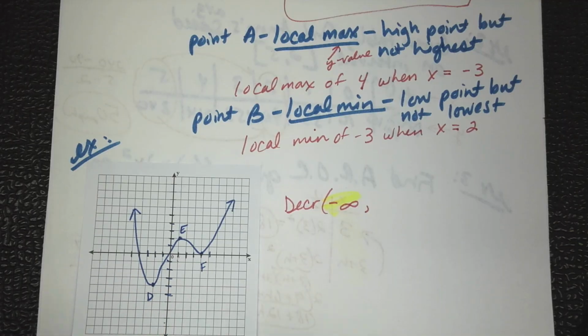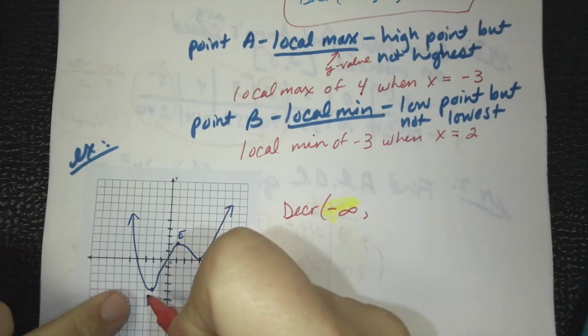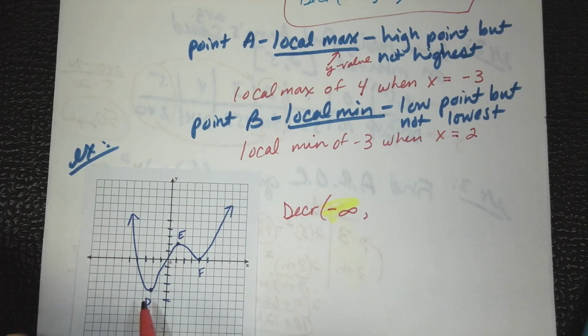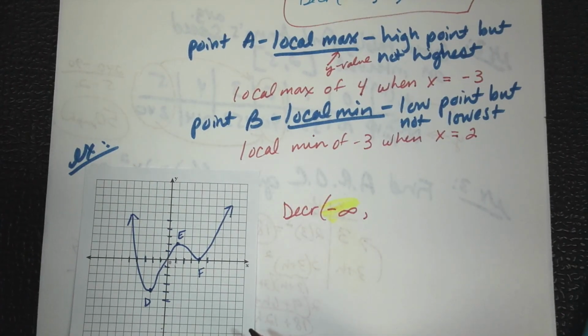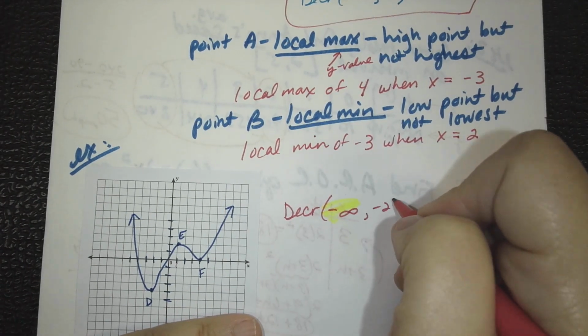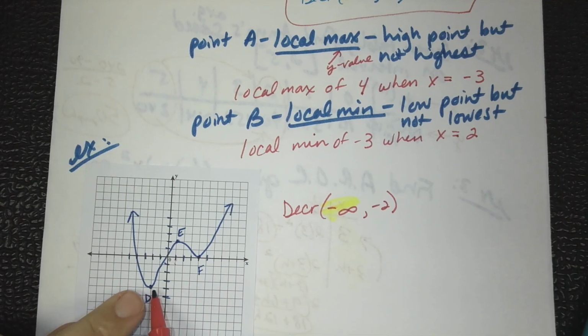Negative infinity, listen, to the x. Where is the x here? Negative 2. I'm sorry. We decrease and increase on the x, on the x, okay? You only give me y's if it's max or mins. All right, then what do I do after that?